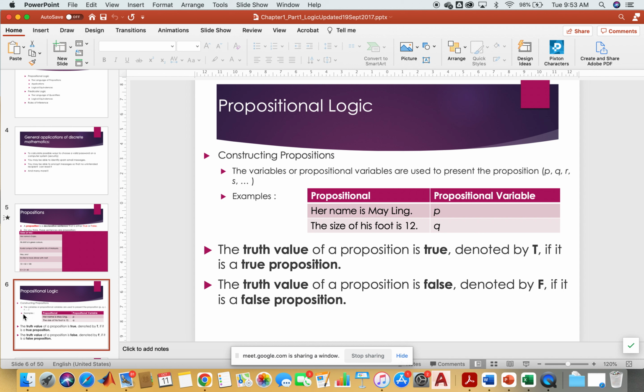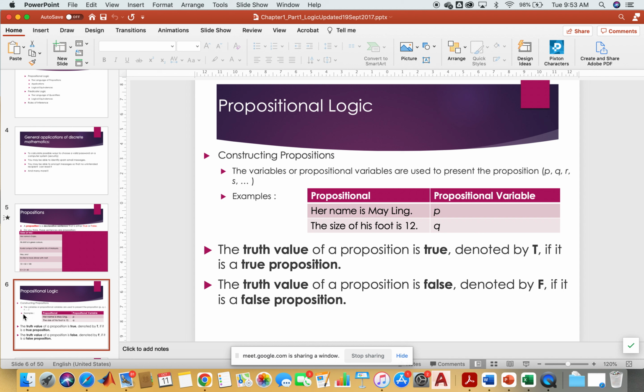The truth value of a proposition is true, and we will denote it with capital T if it is a true proposition. And if the statement is false, we will denote it with capital F. Right, clear?